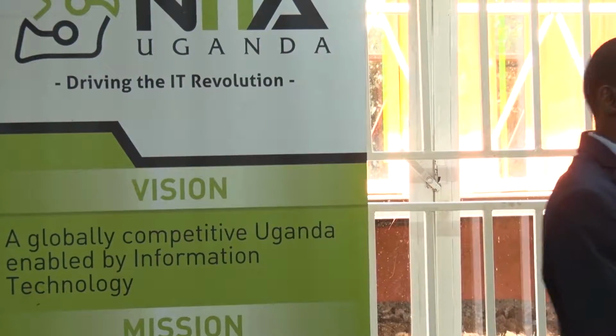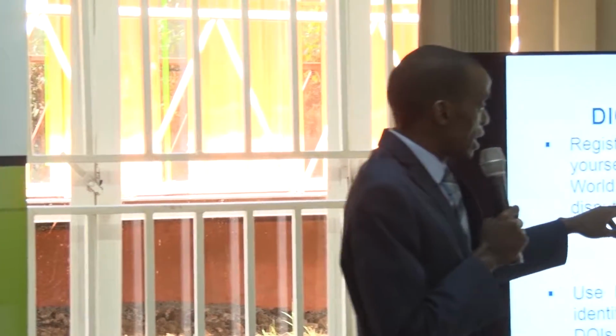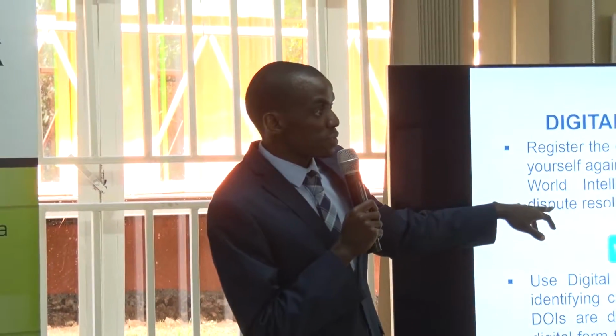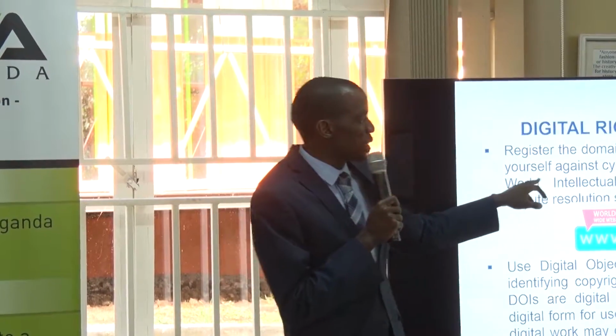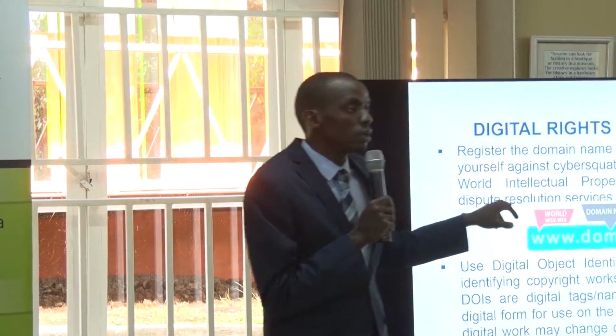Internet Corporation for Assigned Names and Numbers. ICANN is the one that gives you domain names. So there is what is called the Uniform Domain-Name Dispute Resolution Policy. It is administered by ICANN, but they have accredited service providers for dispute resolution on cybersquatting. One of them is the World Intellectual Property Organization.